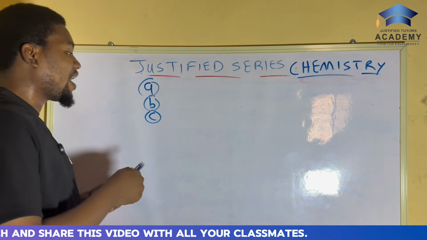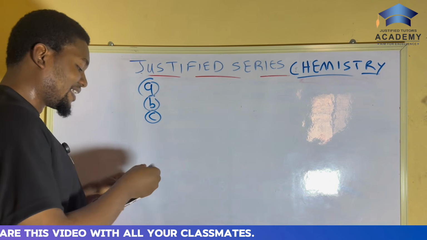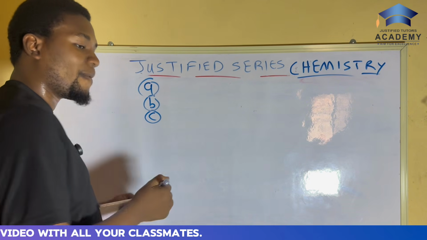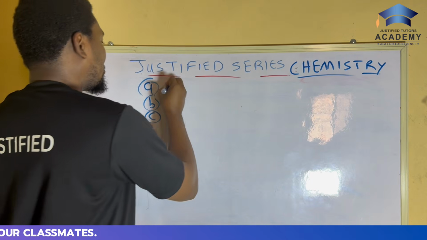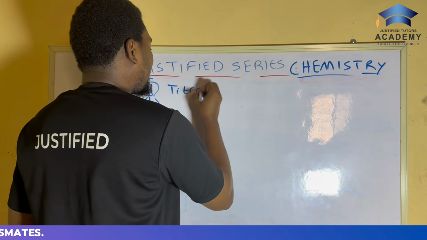Part A is where you will do the titration, whereby you'll be titrating. That's for option A. So let me just call option A titration.